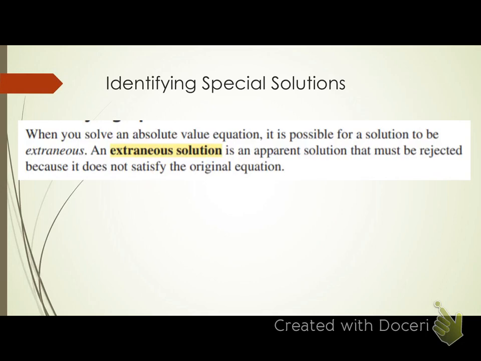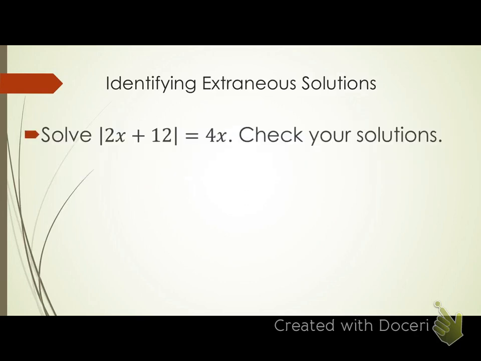Can I move on to my last page of examples? It's in the book. So if you take a picture of the page, you can take a picture of this as well. But for time's sake, I'm going to go ahead and move on. So this is my last example here. Solve |2x + 12| = 4x. Check your solutions. We do need to go ahead and check our solutions here.